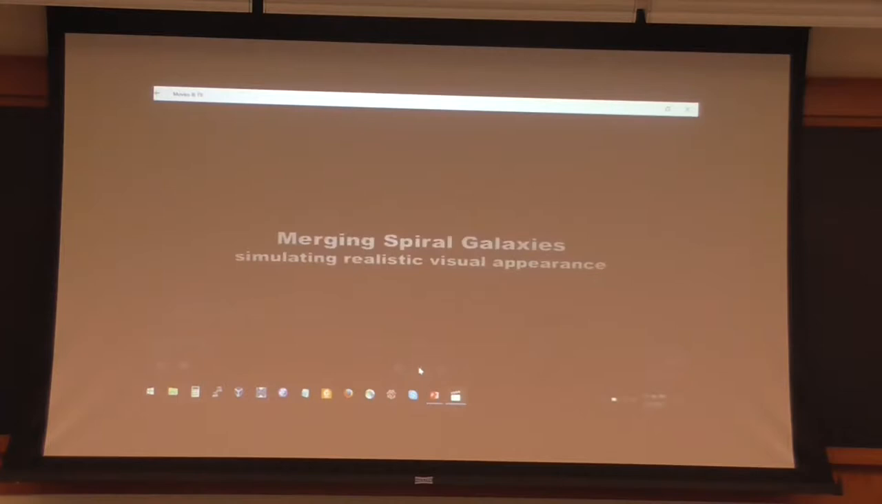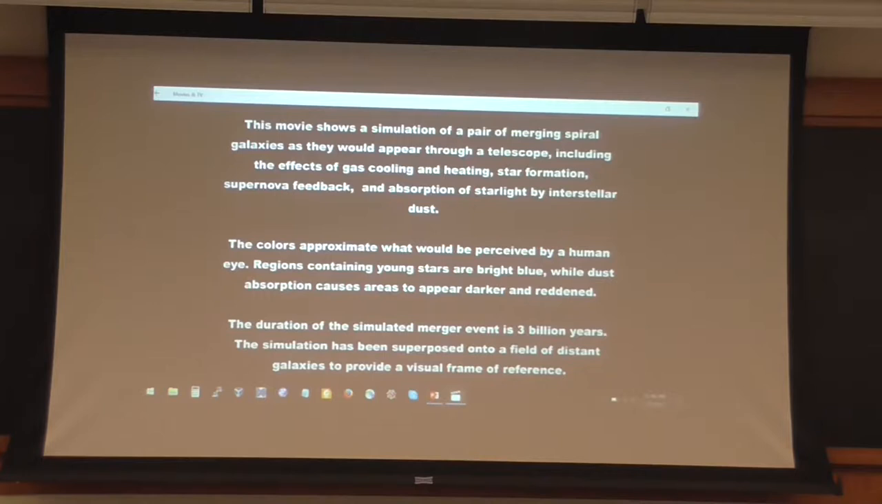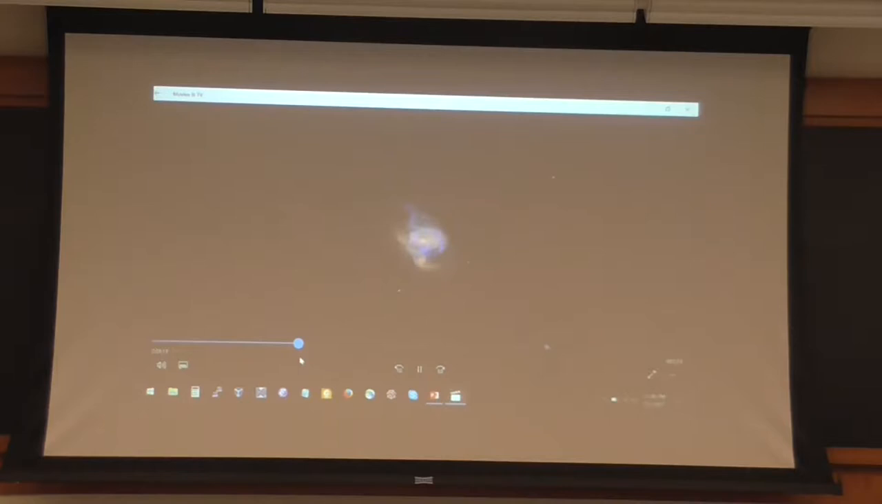Okay, so this is an example of what I would call a closed box merger. So you can see the bursts of star formation creating beautiful blue stars.